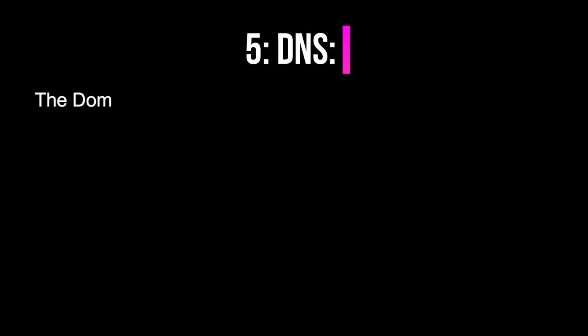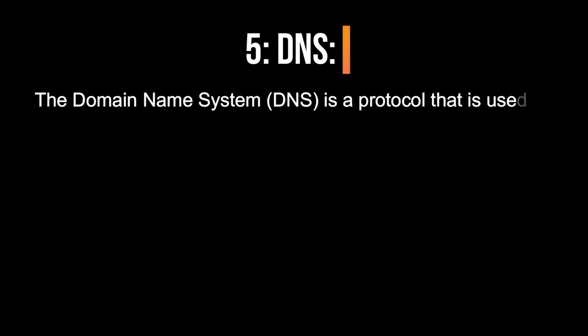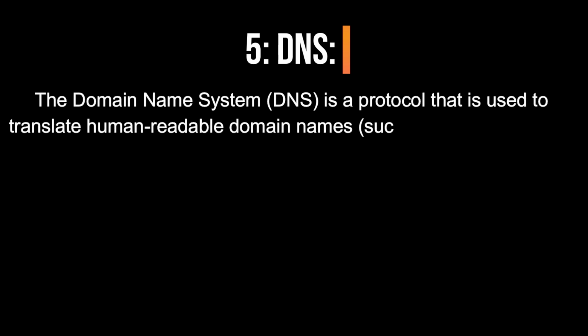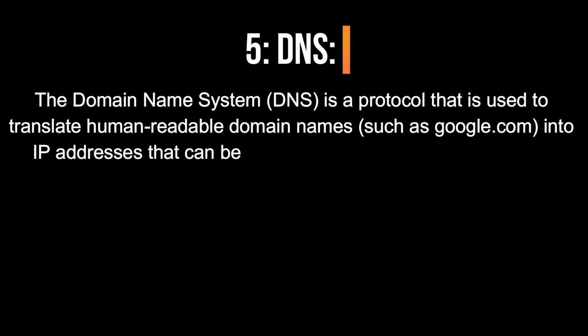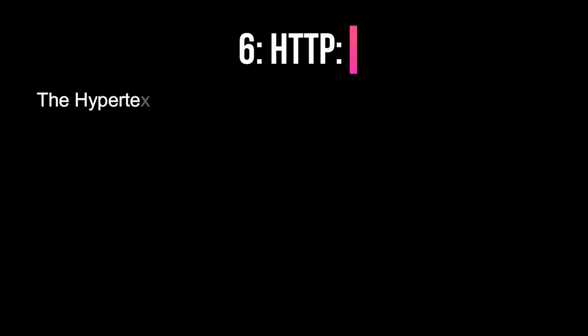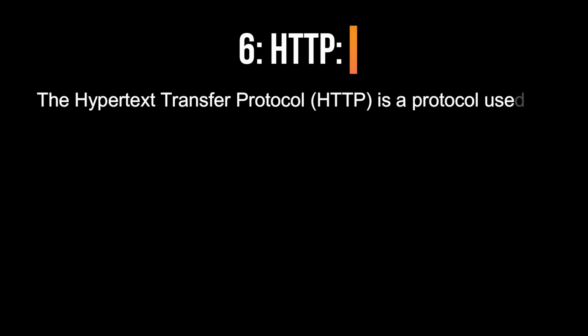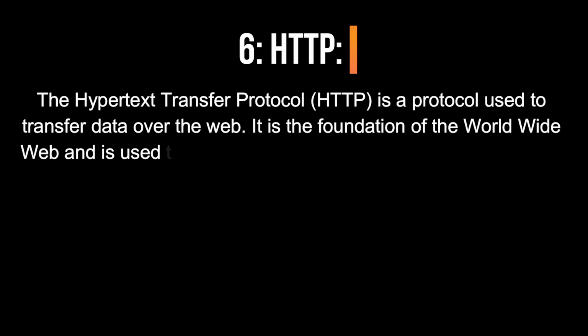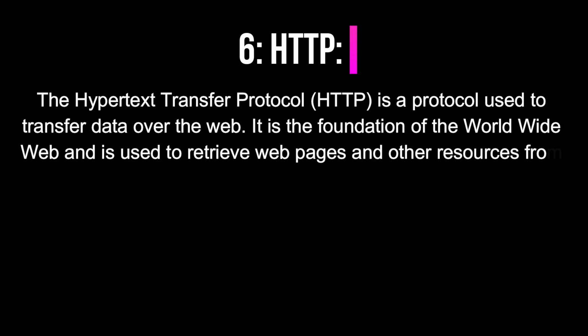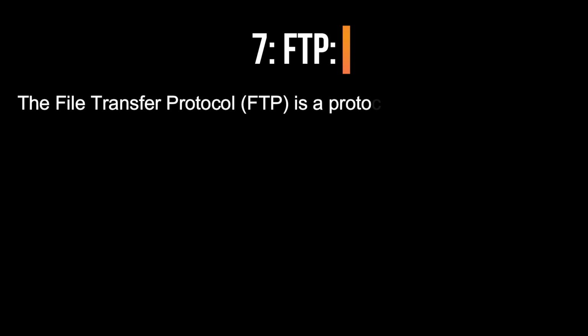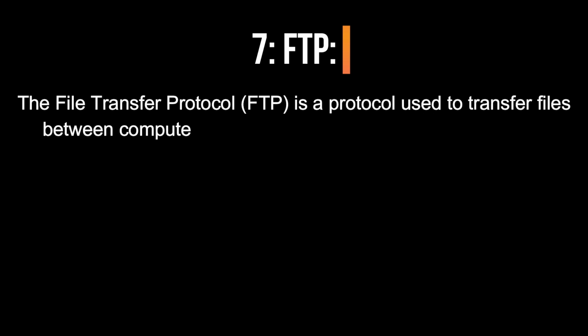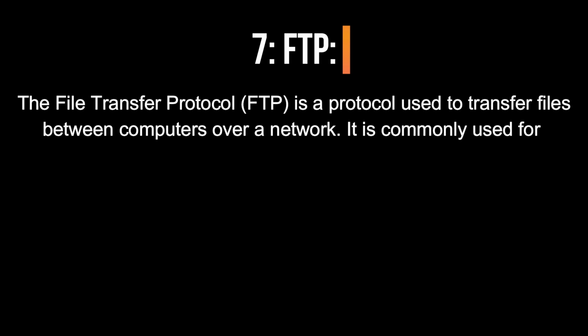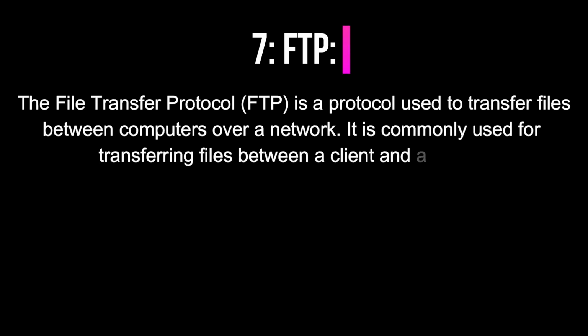5. DNS. The Domain Name System (DNS) is a protocol that is used to translate human-readable domain names, such as Google.com, into IP addresses that can be used by computers to connect to the Internet. 6. HTTP. The Hypertext Transfer Protocol (HTTP) is a protocol used to transfer data over the web. It is the foundation of the World Wide Web and is used to retrieve web pages and other resources from servers. 7. FTP. The File Transfer Protocol (FTP) is a protocol used to transfer files between computers over a network. It is commonly used for transferring files between a client and a server.